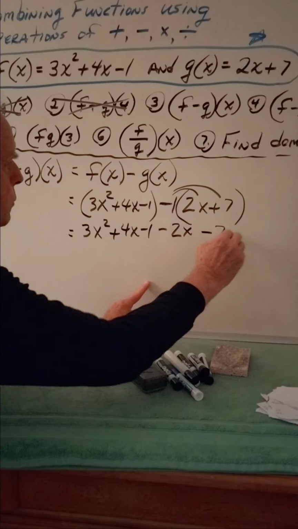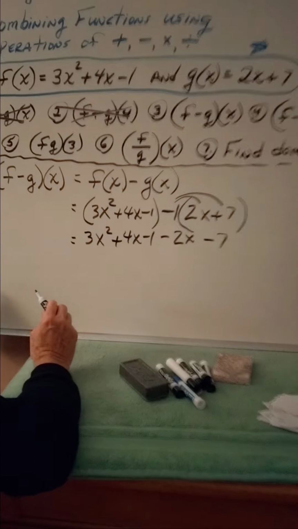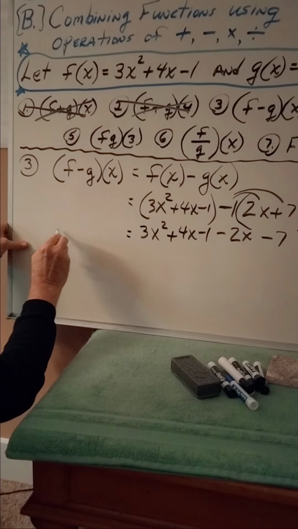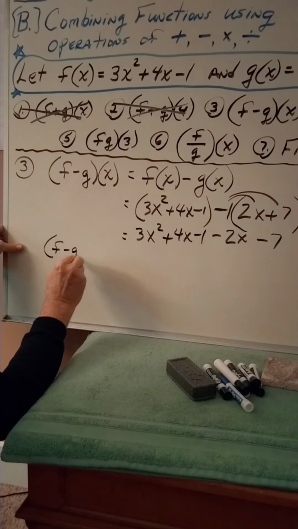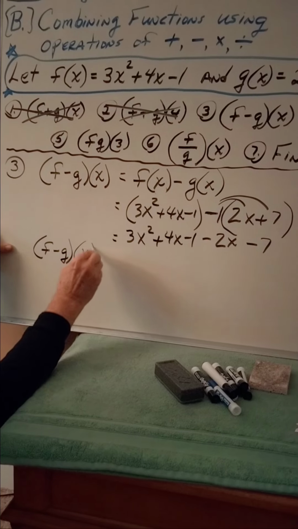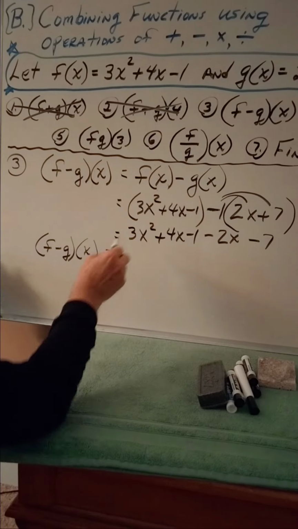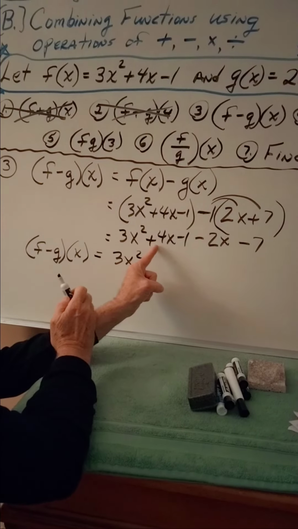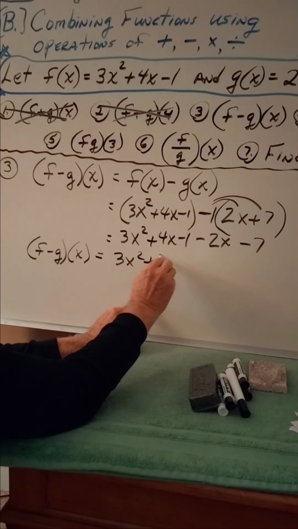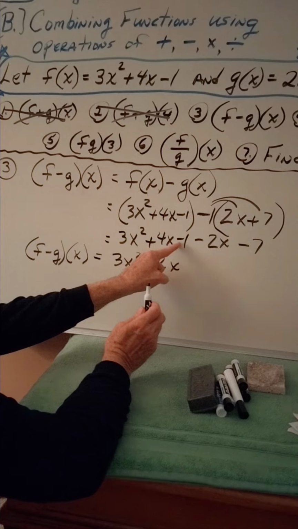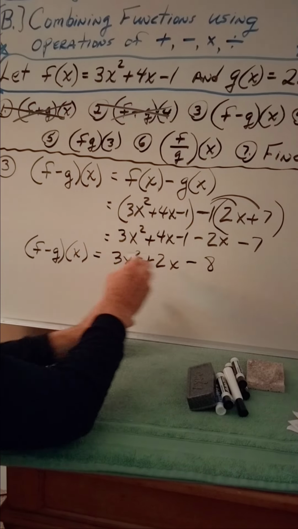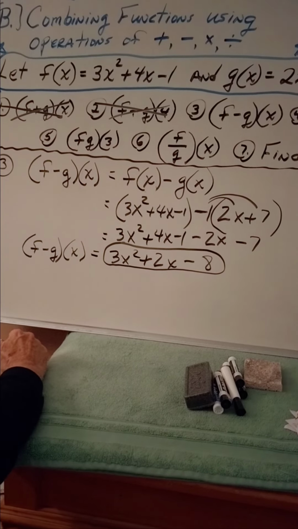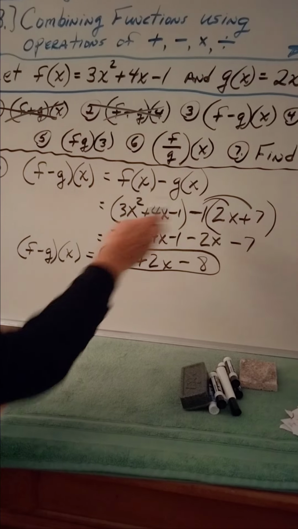-2x and -7. Now, let's write down our concluding statement because we're ready for the range value. The value of f minus g when the domain is x is equal to 3x squared, positive 4x coupled with a -2x, positive 2x. You got a -1 and a -7 for a -8. There is the range value for problem number 3. Don't forget the parenthesis.